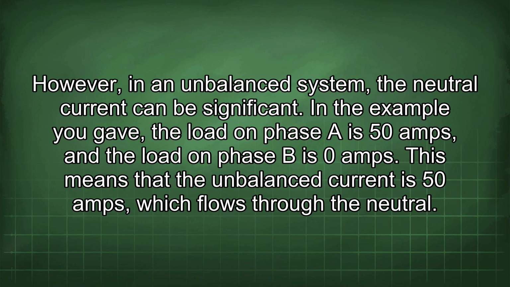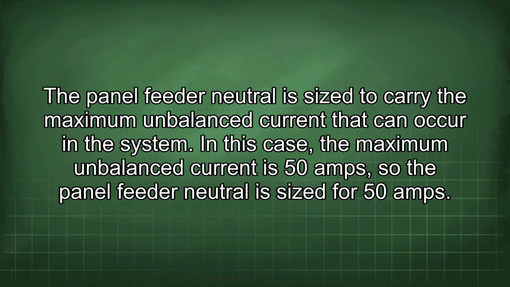In the example you gave, the load on phase A is 50 amps, and the load on phase B is 0 amps. This means that the unbalanced current is 50 amps, which flows through the neutral. The panel feeder neutral is sized to carry the maximum unbalanced current that can occur in the system. In this case, the maximum unbalanced current is 50 amps, so the panel feeder neutral is sized for 50 amps.